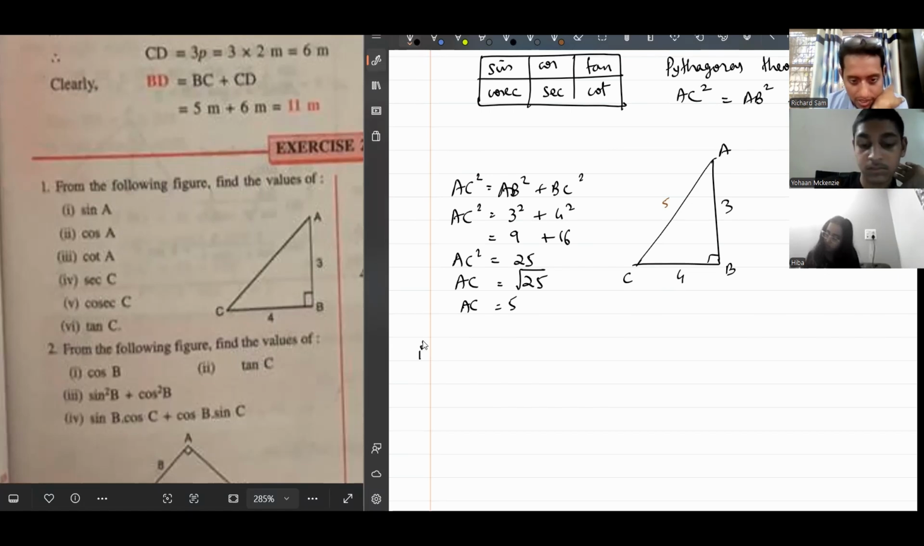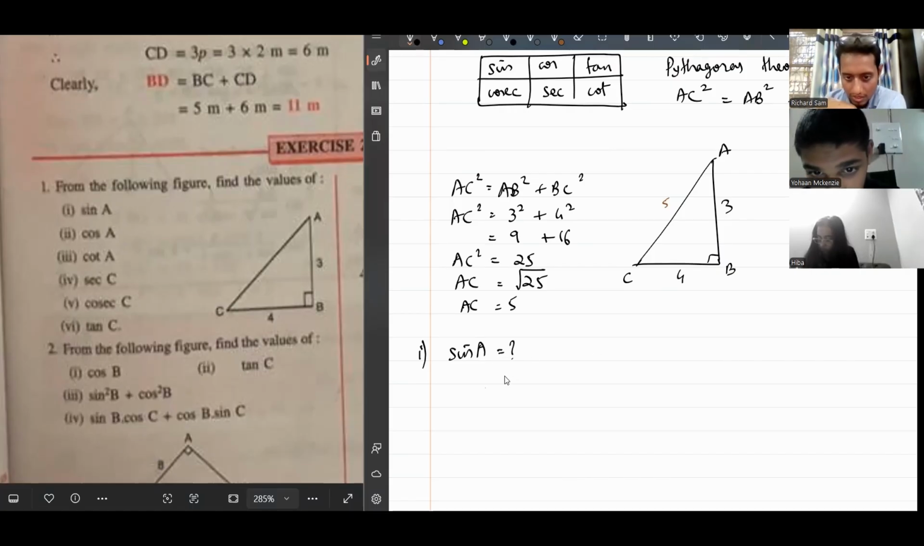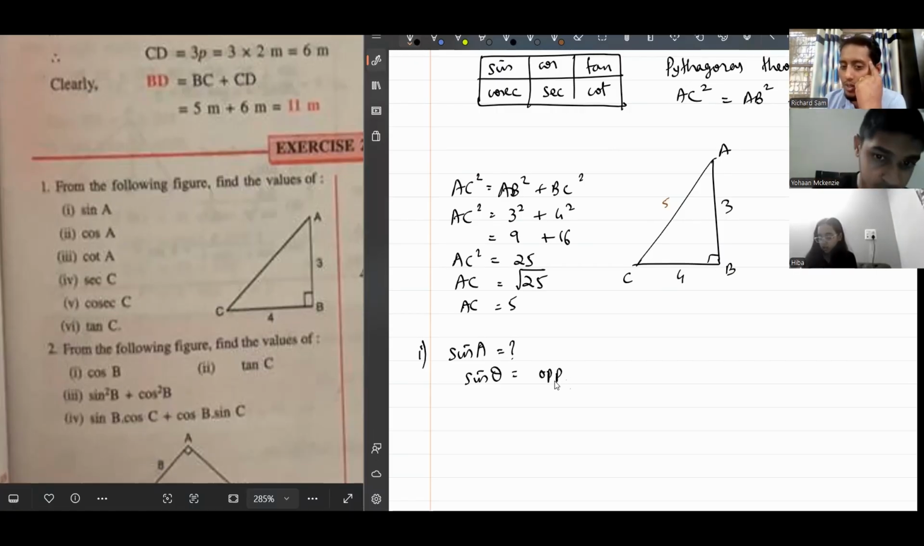So first question, find sine A. Now tell me, what's the formula for sine? Write down sine theta's formula. Sine theta is what? Opposite upon hypotenuse. So now you write sine A is equal to, now look at A. From A, which is the opposite?